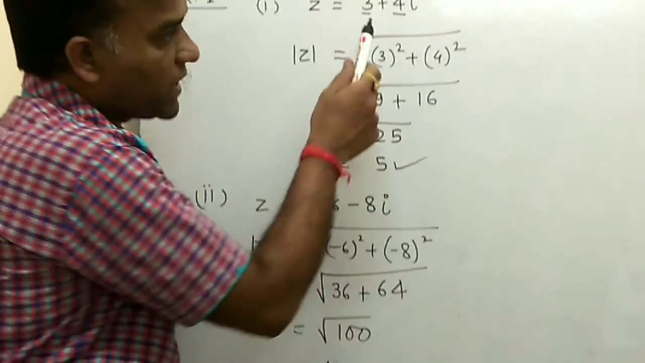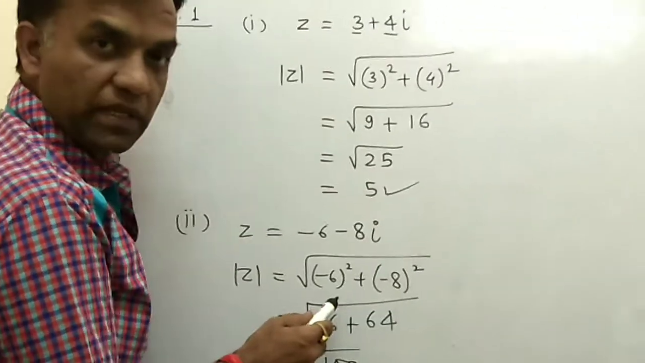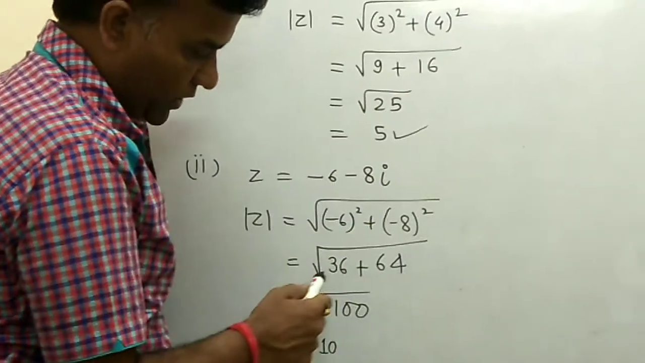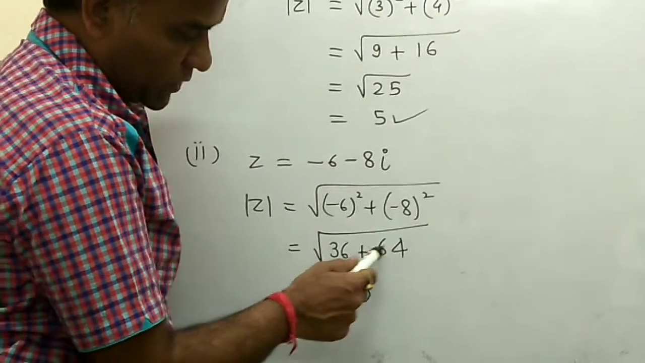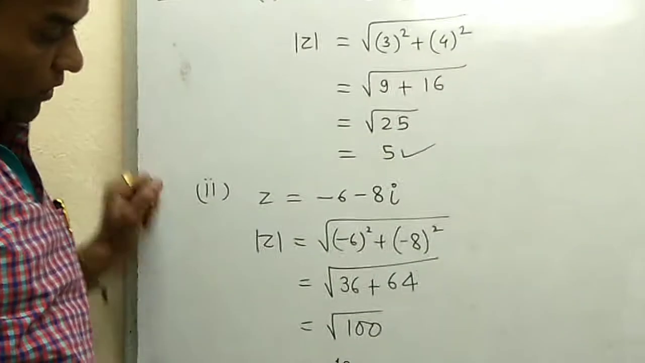Similarly, suppose both values are positive, but if both values are negative, there is no change. Again, minus 6 whole squared and minus 8 whole squared. Again you have 36 plus 64, that is 100, and the square root of 100 is 10.